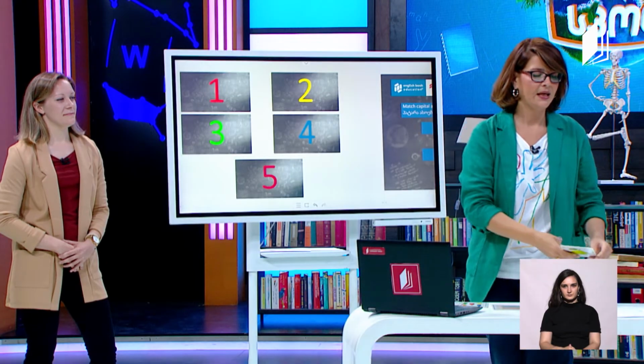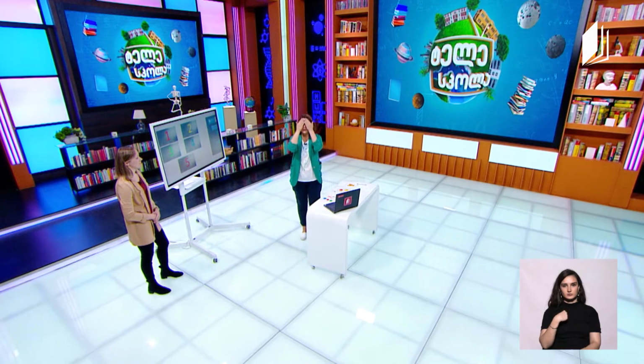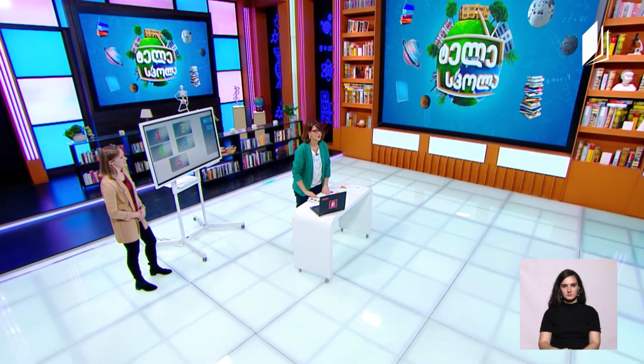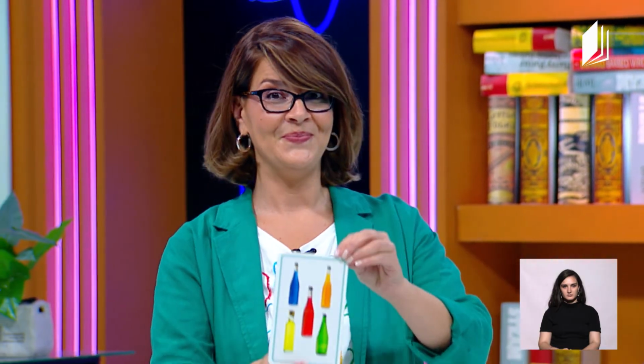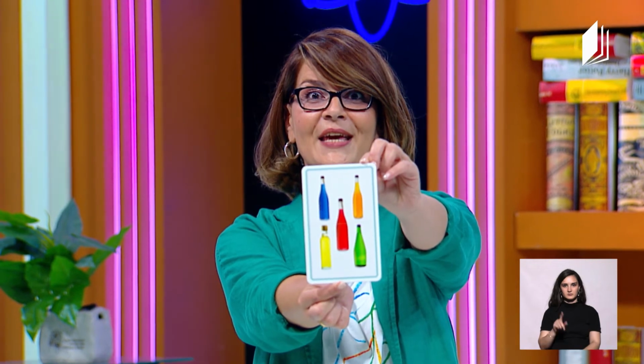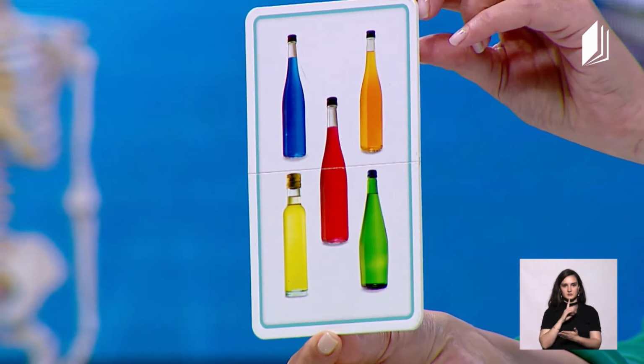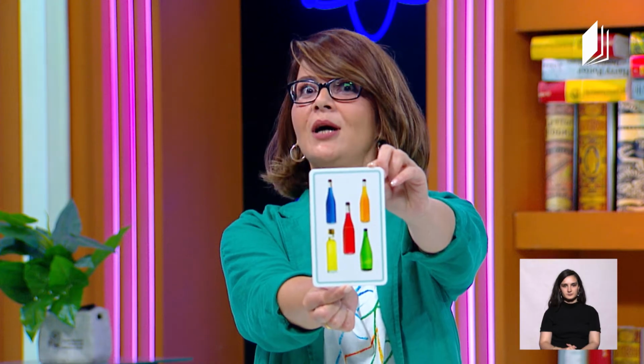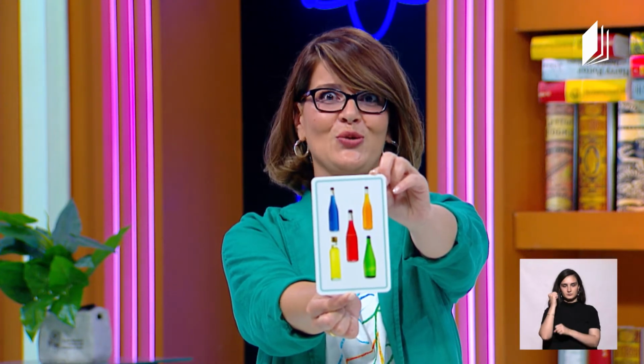Next one. Again, I will close my eyes. You can also close your eyes. And I choose the picture. A card. What are they? What are they? They are bottles. Bottles.